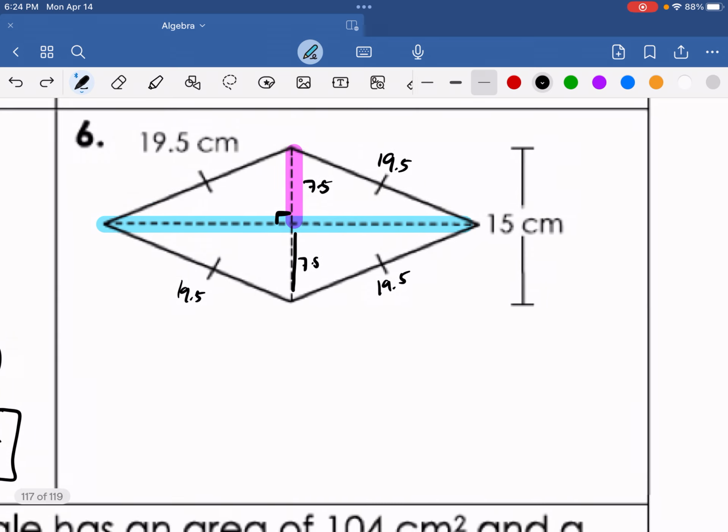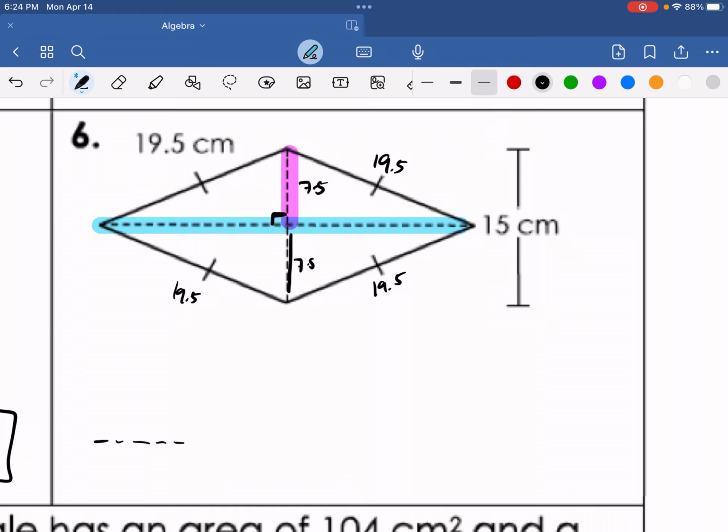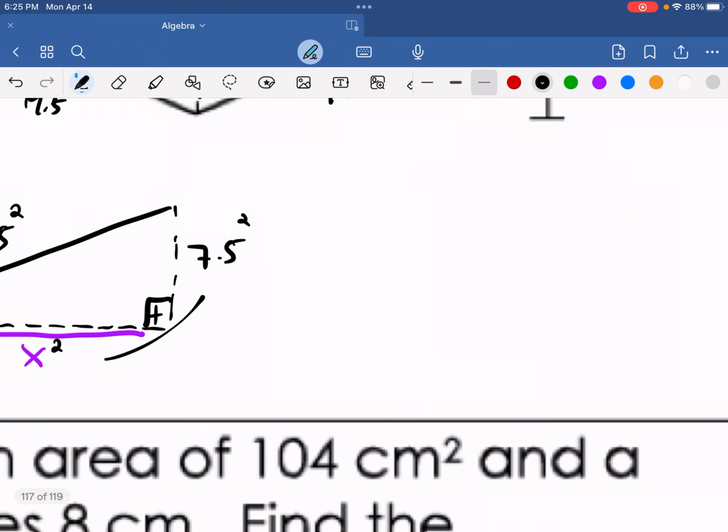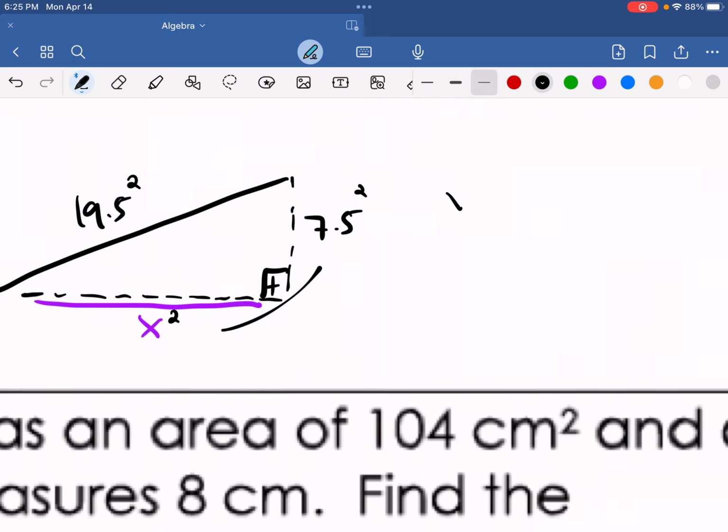So we're going to use, again, Pythagorean theorem. So this is what the triangle looks like. 19.5, 7.5, and we are trying to find this part. So I'll just put x. Pythagorean theorem means square them all. Add these two sides where the 90 would be. So that would be x squared plus 7.5 squared equals 19.5 squared.